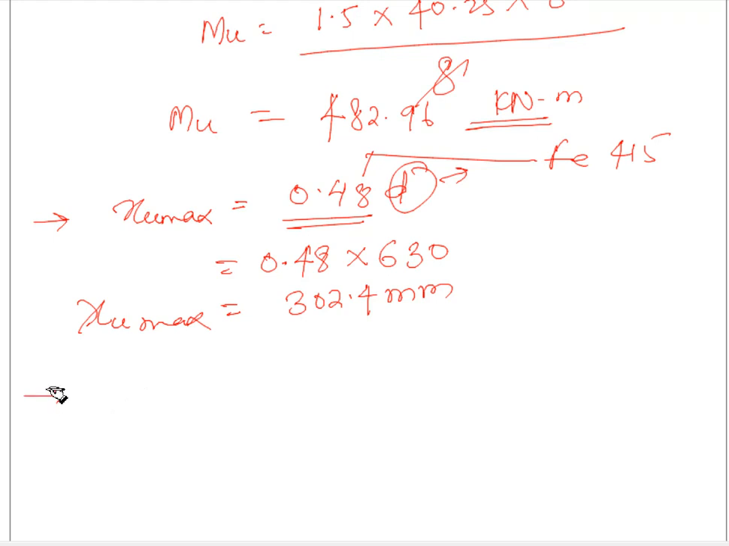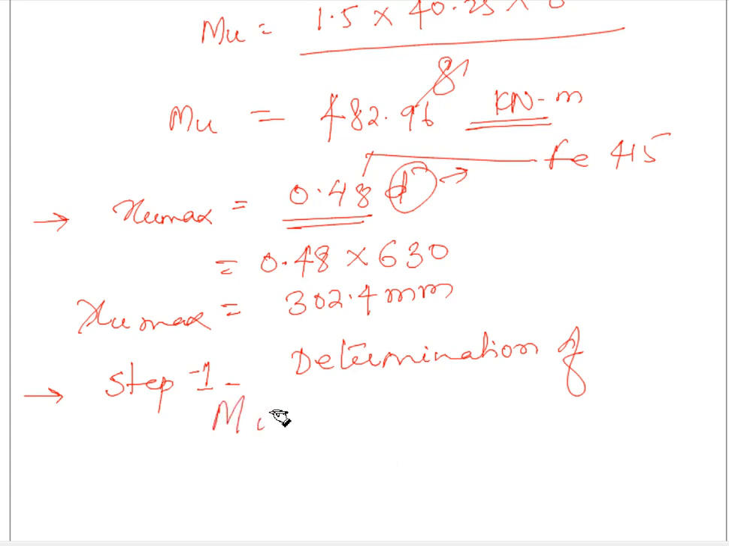Now come the design steps. There are 4 design steps. These were your input calculations. Now is your design step 1. The input details were your preliminary step, which is not included in the design steps. So step 1 is determination of MU limiting and AST limiting.